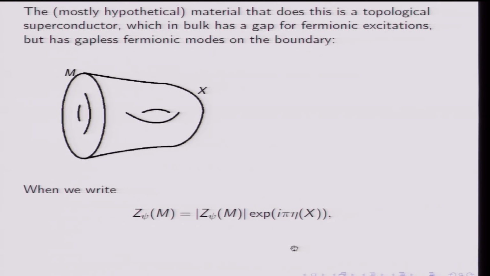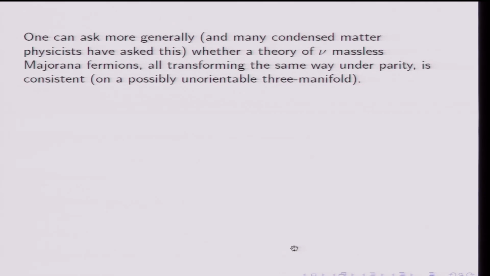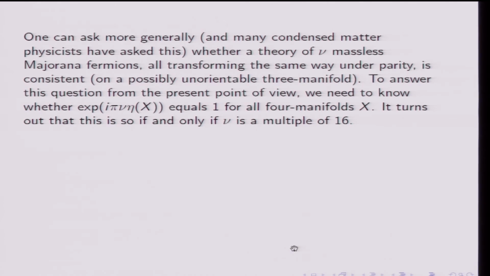and the gap is bulked. When we use the definition suggested by the Dai-Freed theorem, we should interpret the bulk factor as coming by integrating out the bulk gap modes that live on x. Now you can ask more generally, and many condensed matter physicists have asked this, if a theory of nu massless Majorana fermions, all transforming the same way under parity, is consistent on a possibly unorientable 3 manifold. To answer this question from the present point of view, we need to know whether e to the i pi nu times eta is 1 for all four manifolds x. And the answer to that question is that nu should be a multiple of 16.